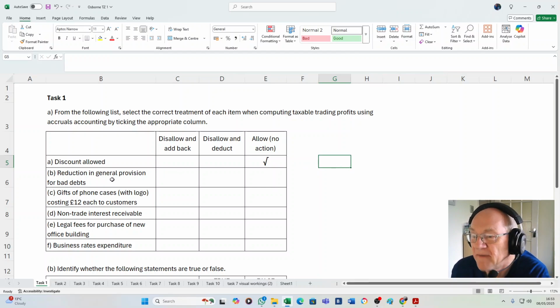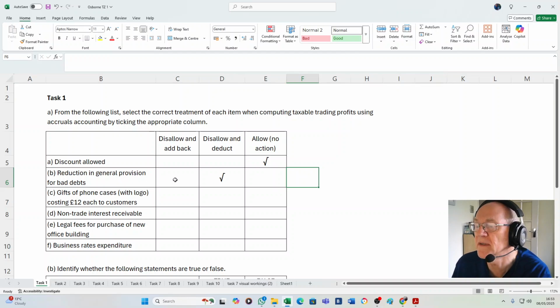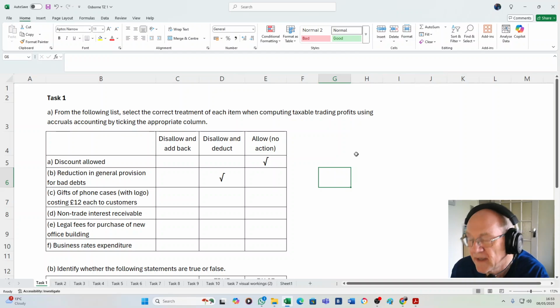Now, if you go back to FAPS, you were taught general provision and specific provision for bad debts. General provision is not allowable. Now, this is a reduction, so it would increase, so we're going to take it off. The other way around, if there's an increase in general provision, we disallow. The specific one, however, is acceptable for accounting because you know the customer in concern, you've nailed it, you've said this is the one that's going to go bad on us.